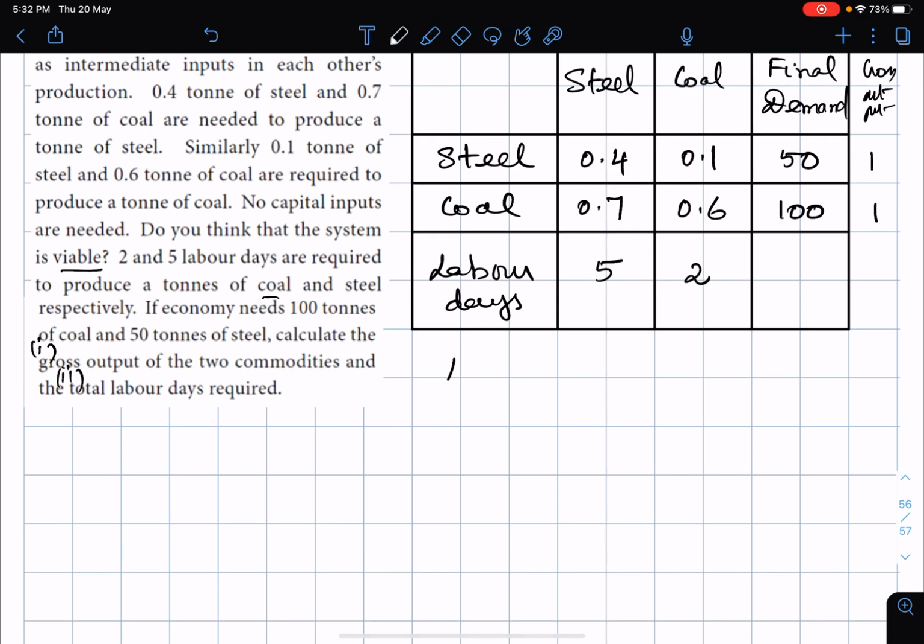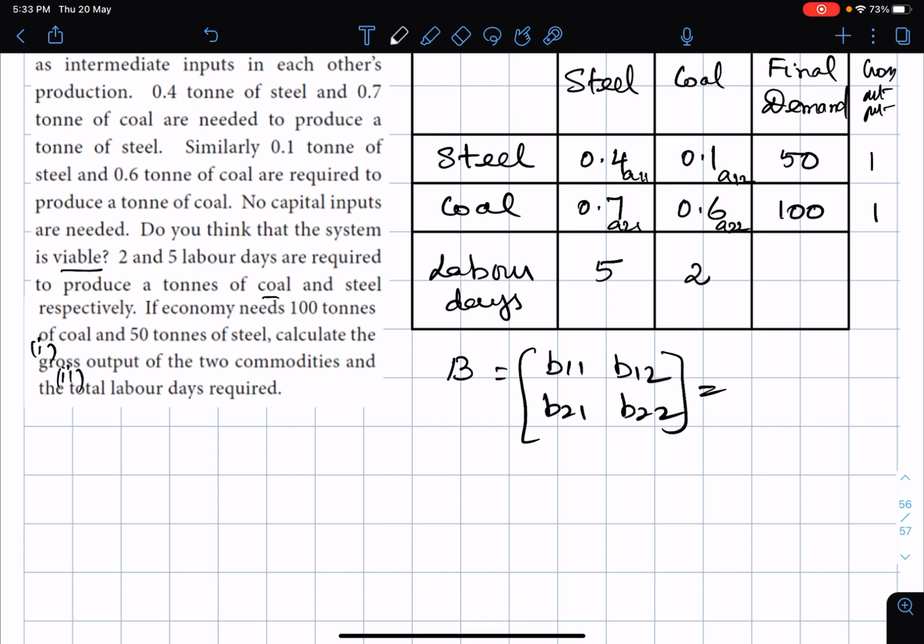Technology matrix B is nothing but B11, B12, B21, B22. Since here our x1 and x2 are 1 and 1, you can write this directly as A11, A12, similarly A21, A22, isn't it? You can directly write this for B because you are going to divide only by 1, so no changes there. So B11 is going to be 0.4 and B12 is going to be 0.1. Similarly, here 0.7 and 0.6. This is going to be our B matrix.